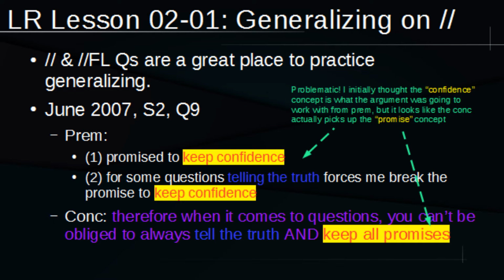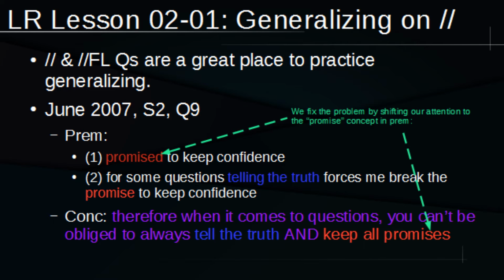Thankfully, there's a pretty easy fix. So again, the problem is that the conclusion seems to have picked up on the keep all promises, the promise concept from the premises. Whereas when I initially read the premises, I thought instead of the promise part, it was specifically the keeping confidence part that I should have kept track of. But like I just said, there's a pretty easy fix to that.